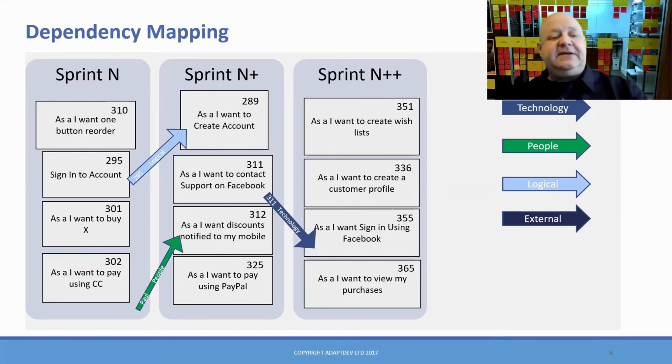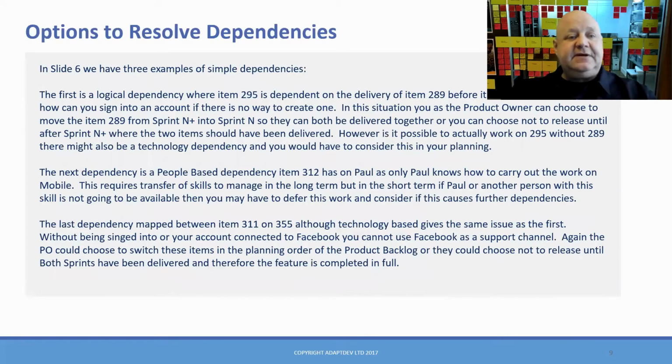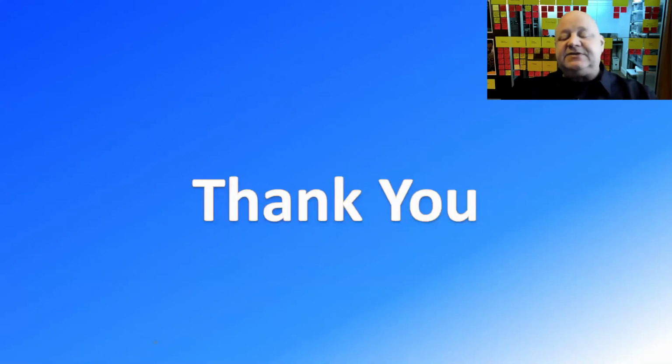If it does have a dependency from sprint N to sprint N plus, can we either bring the item into sprint N, or can we delay the release until the end of sprint N plus? So these are the objectives you can start looking at once you start doing dependency mapping. And that's just another type of story mapping, right? And this is in the document there that's for you.